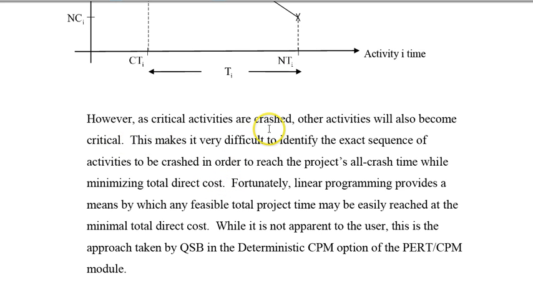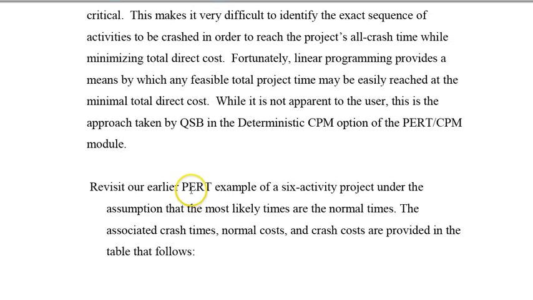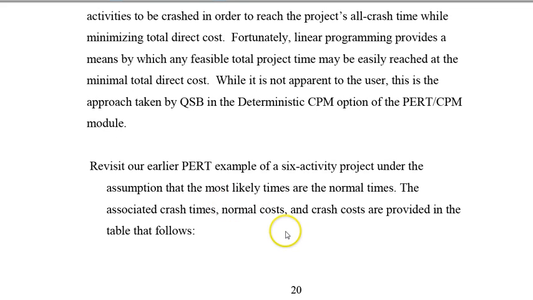So as critical activities are crashed, other activities will become critical. This makes it very difficult to identify the sequence of activities to be crashed in order to reach a project's all-crash time while minimizing direct cost. Fortunately, we can do this with linear programming. If we can formulate this problem as a linear program, we can do that, right? And so let's apply this linear programming method on the example we had.